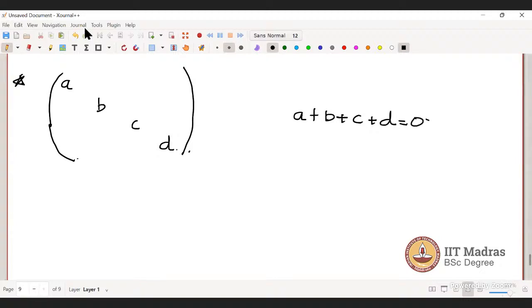So what is your suggestion? What do you want to write? Sir, either A, B, minus A, minus B, or A, B, C. Suppose my matrix is in this form. When you are writing this, you are excluding a lot of matrices.